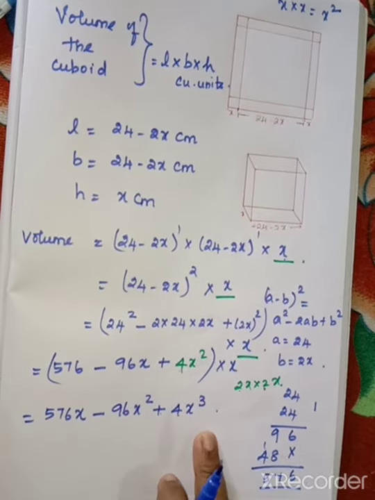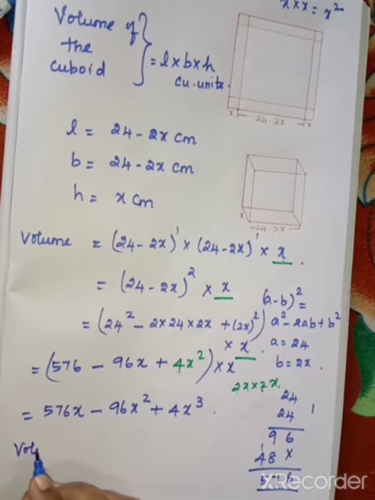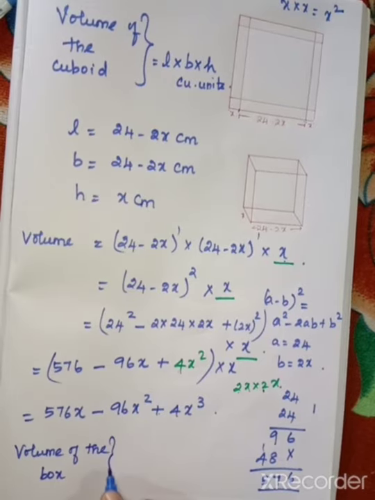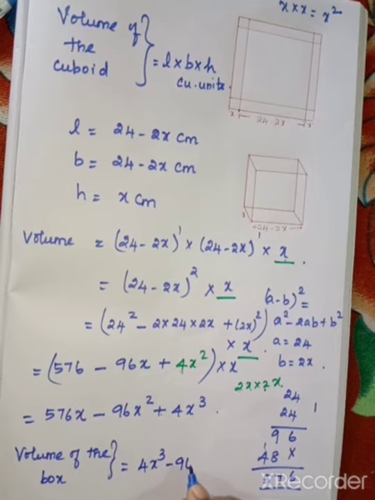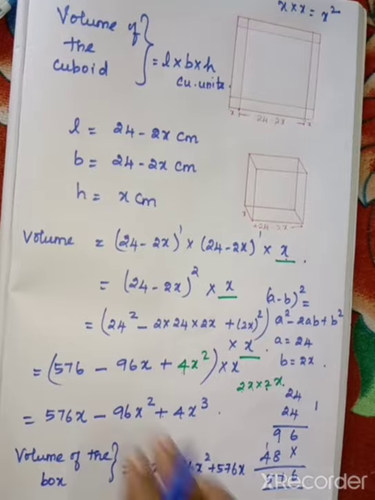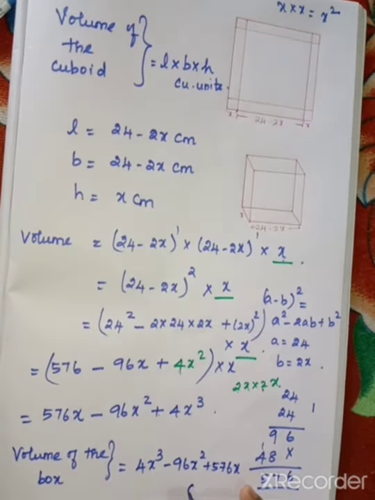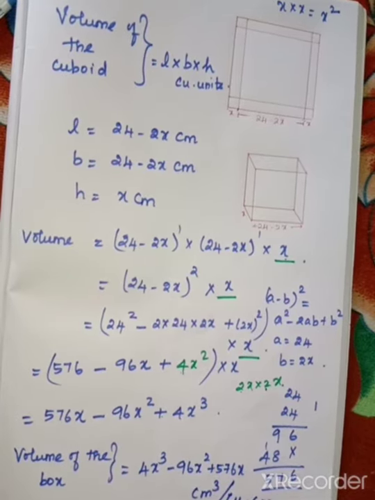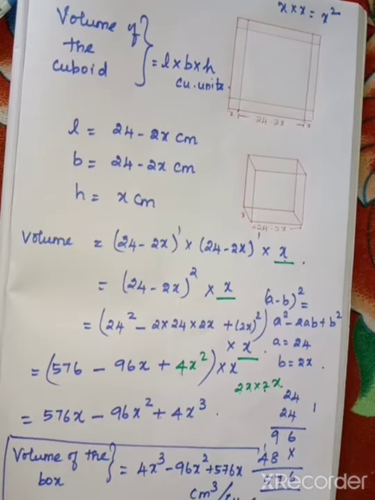Now you have to write in the order big to small. So volume of the box equal to 4x cube minus 96x squared plus 576x. Here the unit is cubic unit. So that means what you have mentioned? Centimeter cube or otherwise cubic centimeter, because the side is mentioned as 24 centimeter.